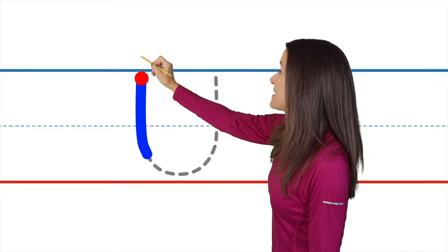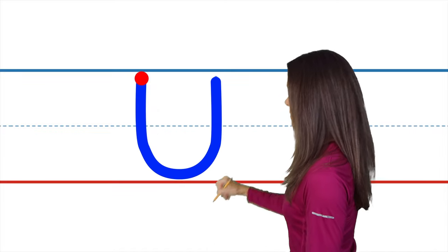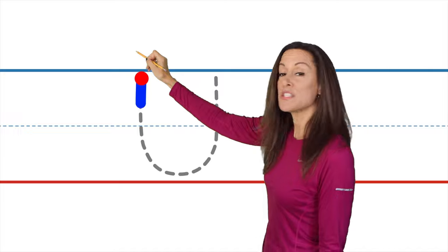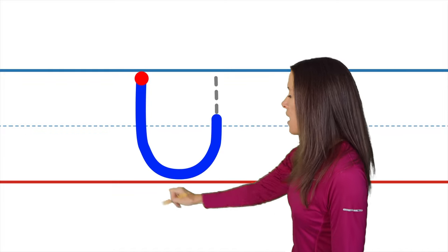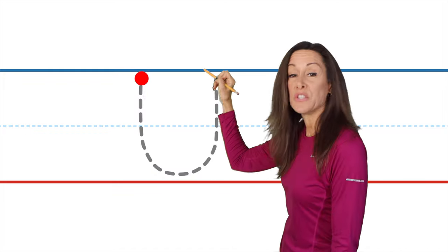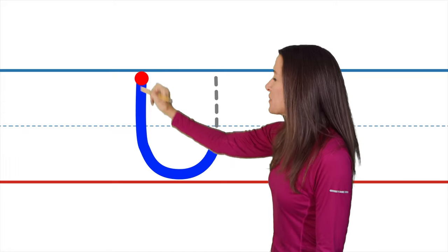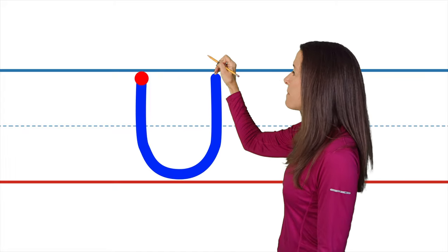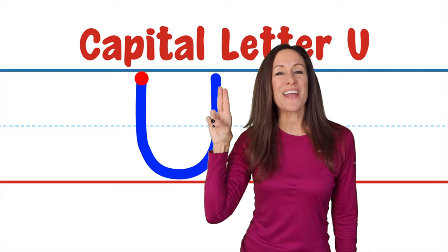U: start at the top, curve down, right, and up. Capital letter U.